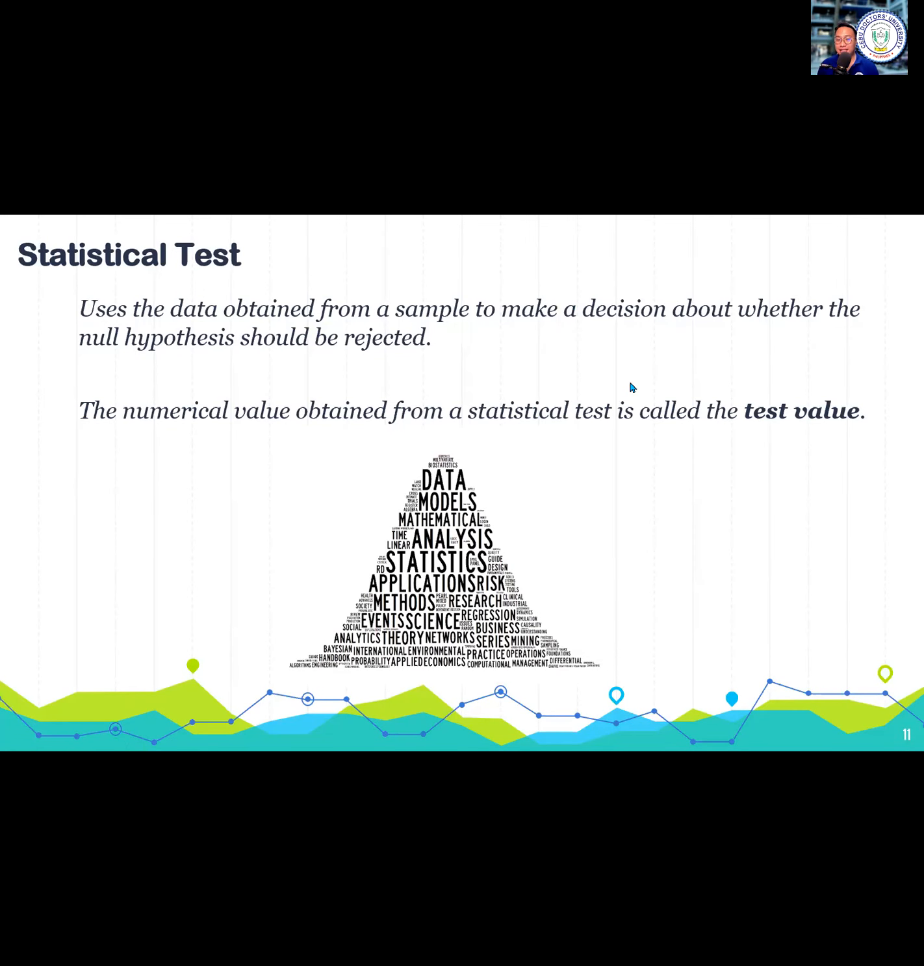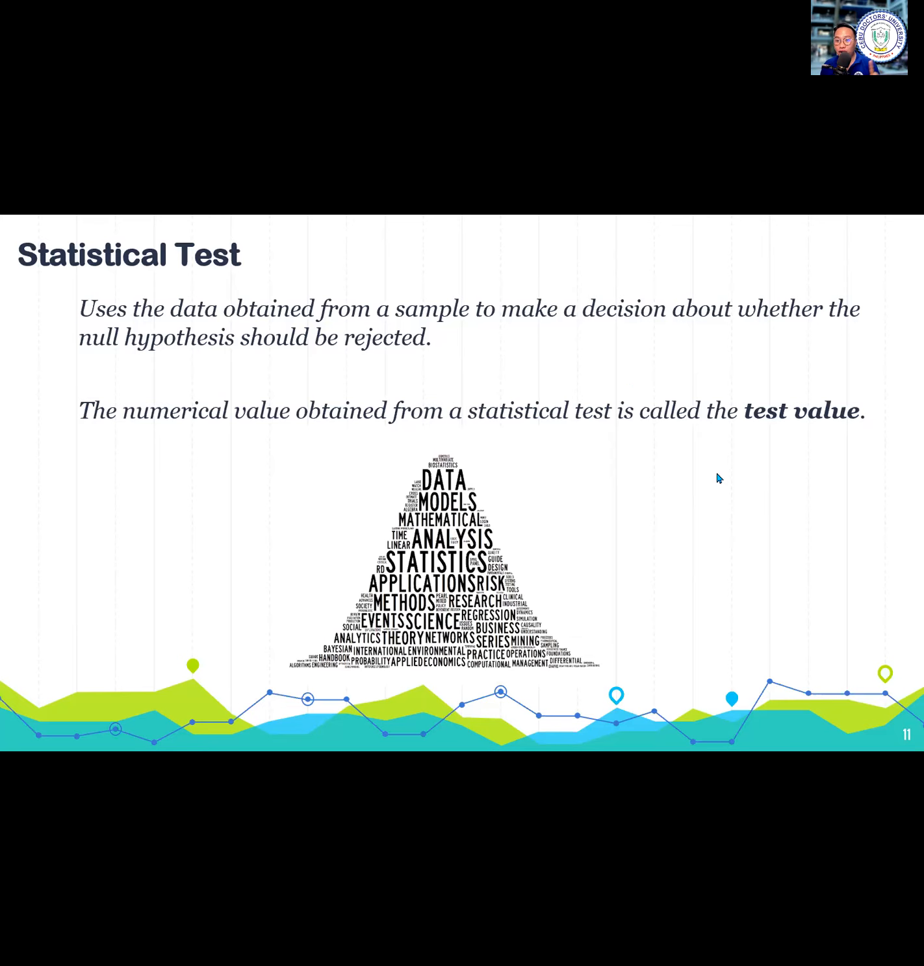Statistical test. This is the data obtained from the sample to make a decision about whether the null hypothesis should be rejected or not. So the idea here, guys, is whenever we solve the statistical test, it's the third step, that's going to be the basis for our decision making if we have to reject or accept the null hypothesis. If we reject the null hypothesis, meaning to say the alternative hypothesis is true. If we accept the null hypothesis, meaning to say the alternative hypothesis is false.